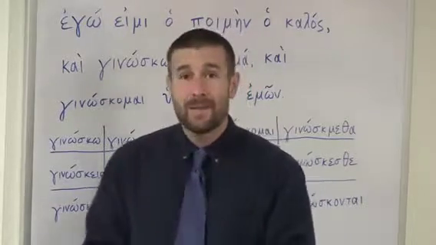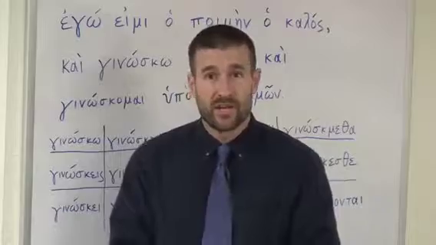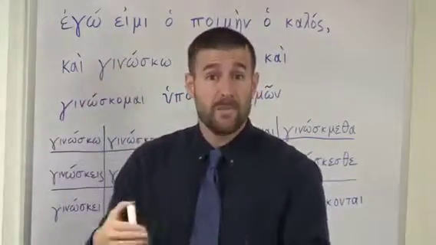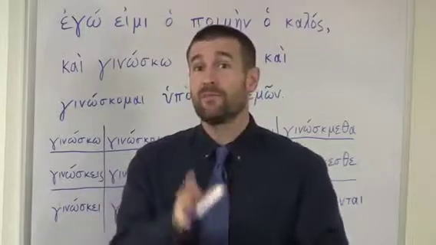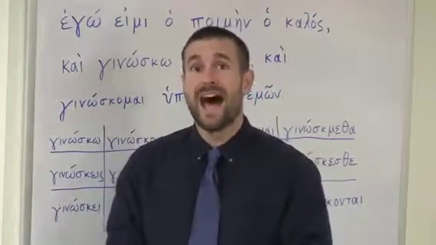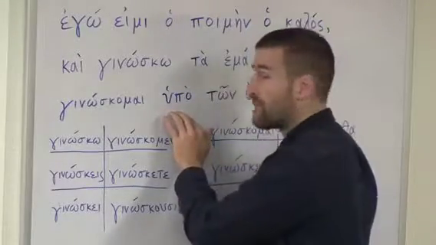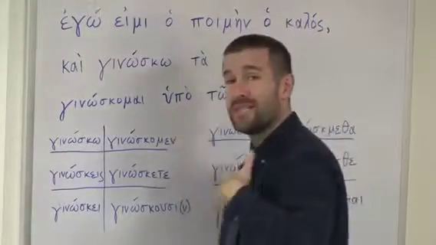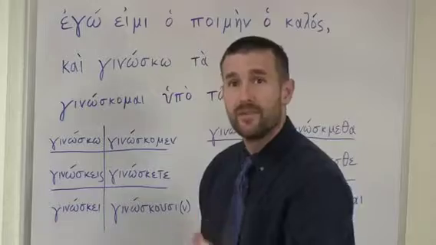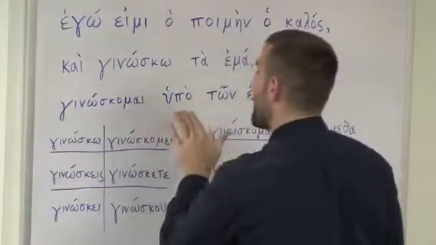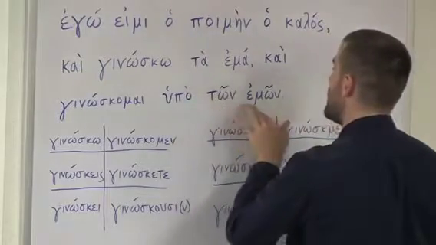People who have high blood pressure have hypertension. Hyper means above or it's too high, hypertension. But if they have low blood pressure, then it's called hypotension. So this ipo is where we get our prefix hypo, means under, but it also means by in the sense of who is doing something, agency. So, ginosko me ipo ton emon.